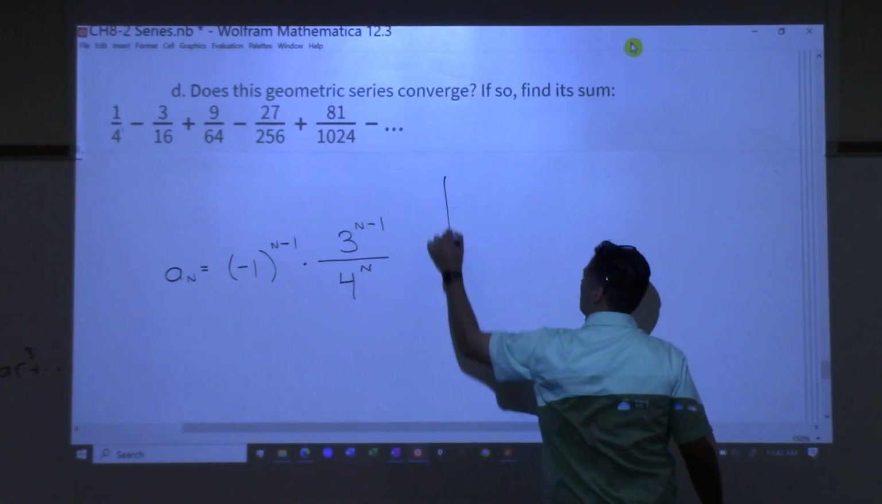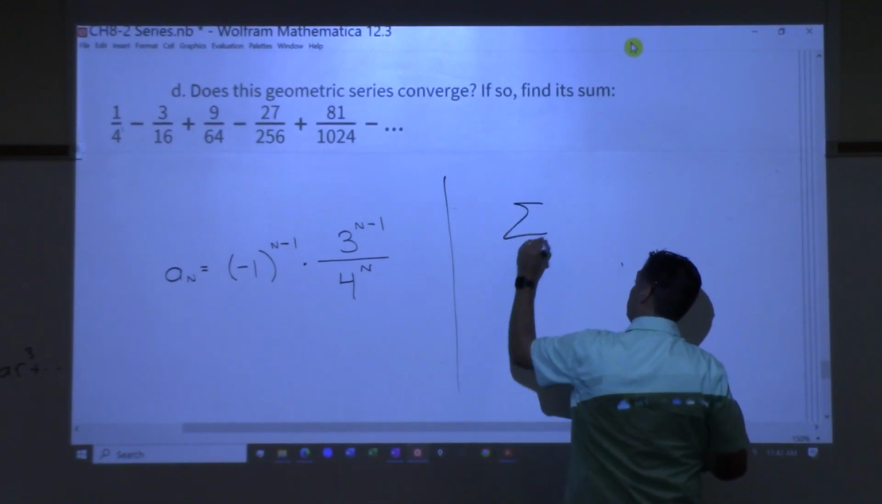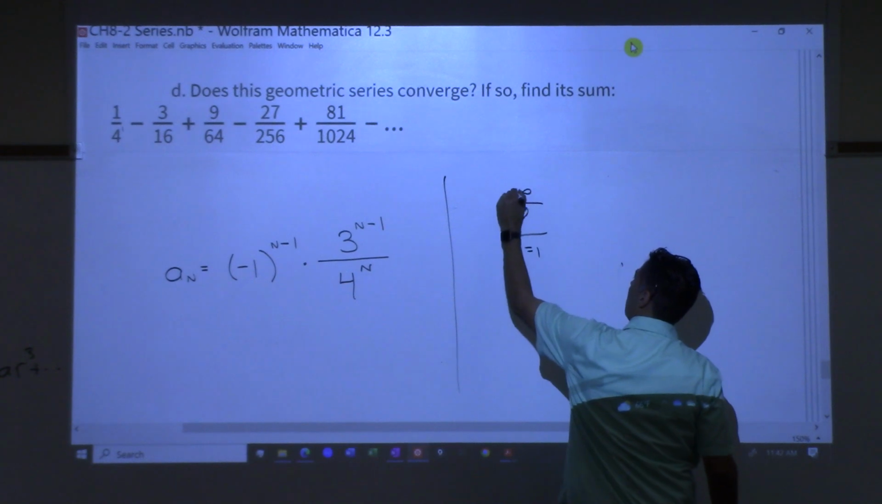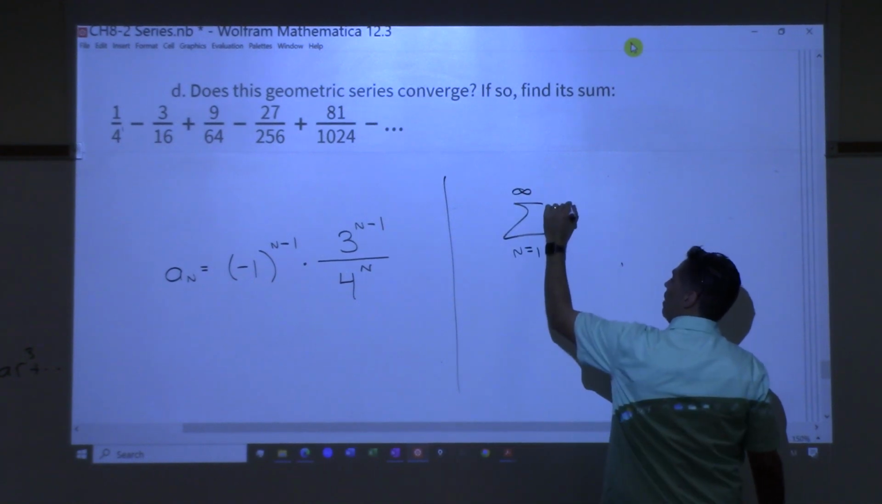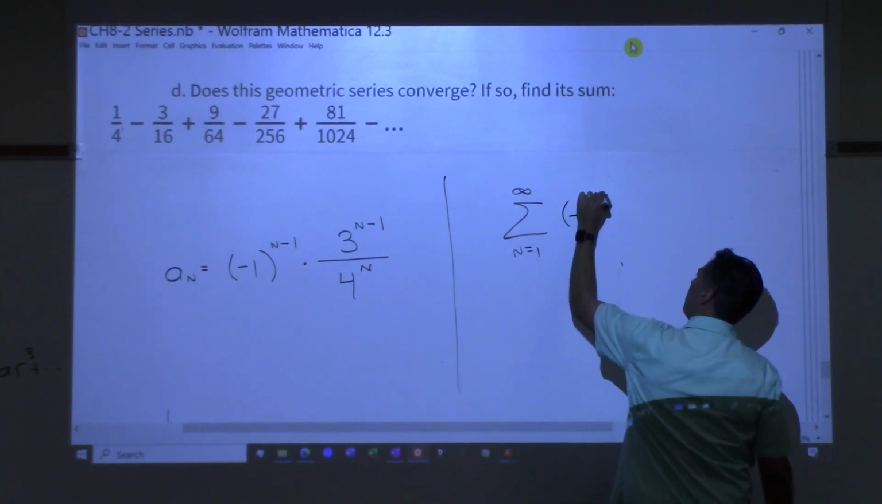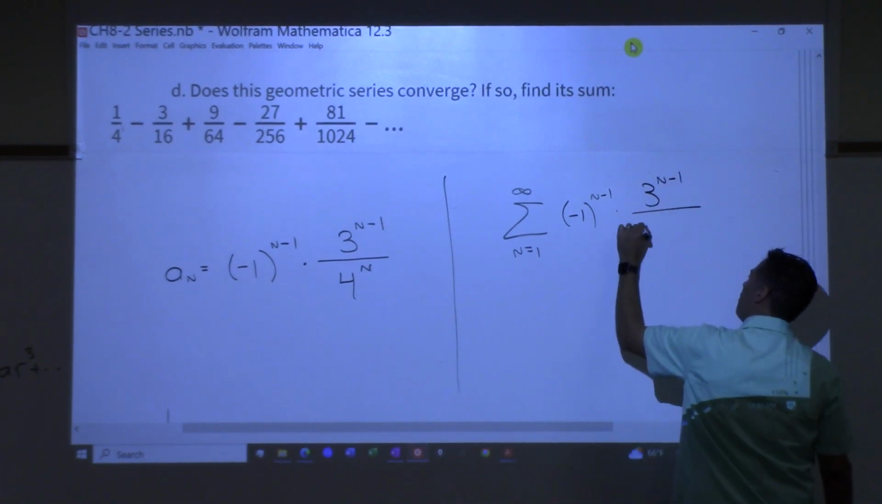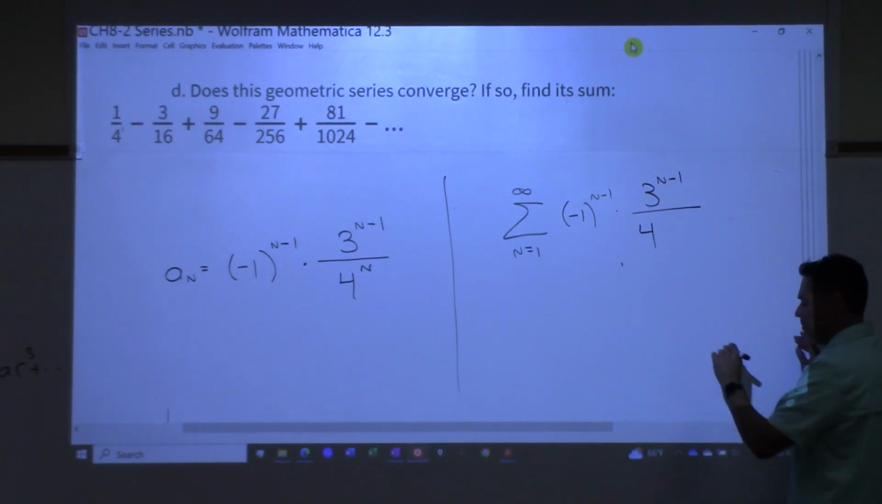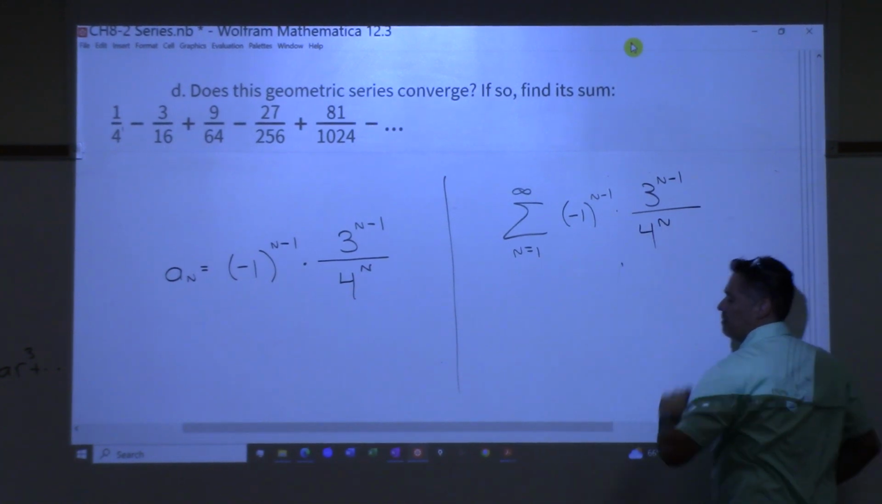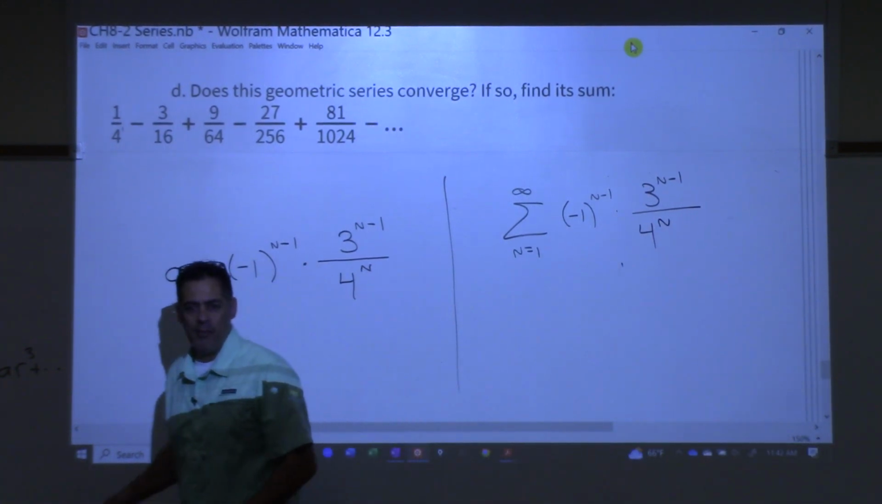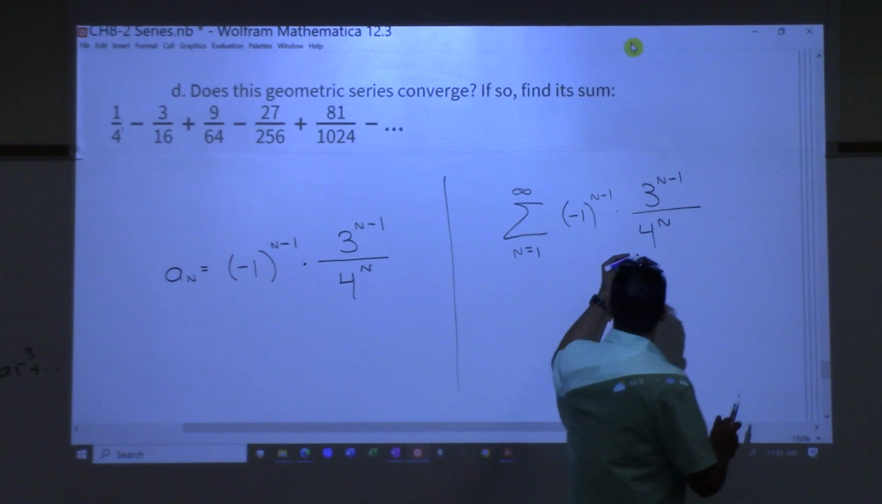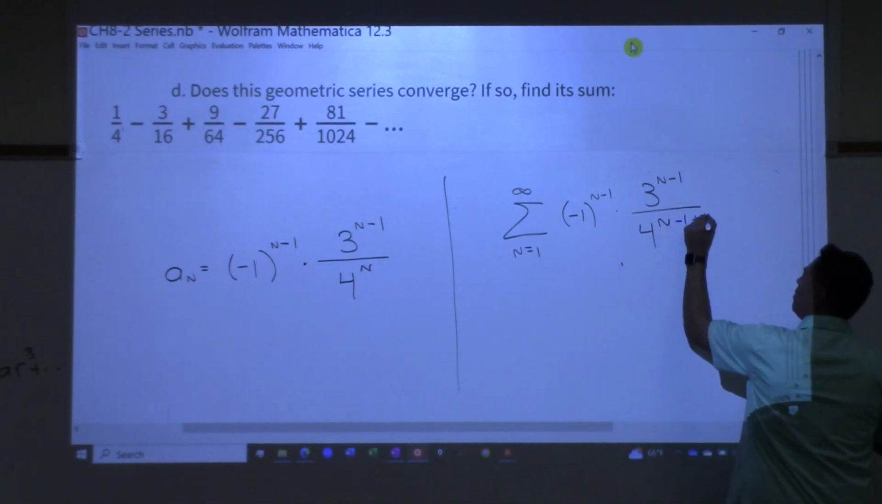So now the series we're looking at is the sum from n equals 1 to infinity of -1 to the n minus 1 times 3 to the n minus 1 over 4 to the n. But I'm going to write n minus 1 plus 1 because I know where I'm going with this. I'm trying to get it to geometric.